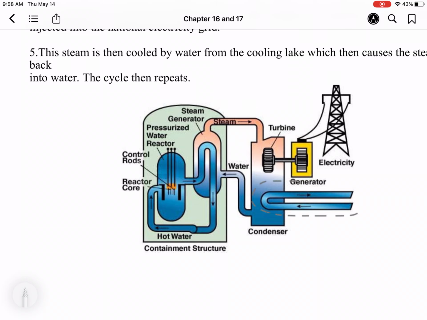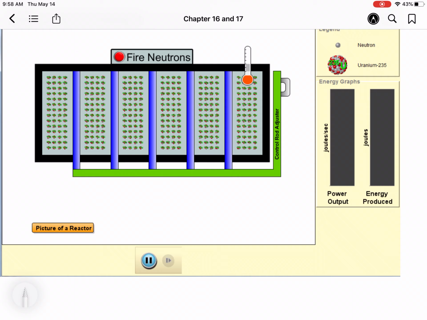All right. This is the same idea, right? We're actually containing the reaction. And so this is what a reactor would look like. So we're going to fire some neutrons. We're going to fire some into here, some into here, some into here. And what these bars do is they actually stop neutrons from passing through, and then kind of can help control the temperature of the water.